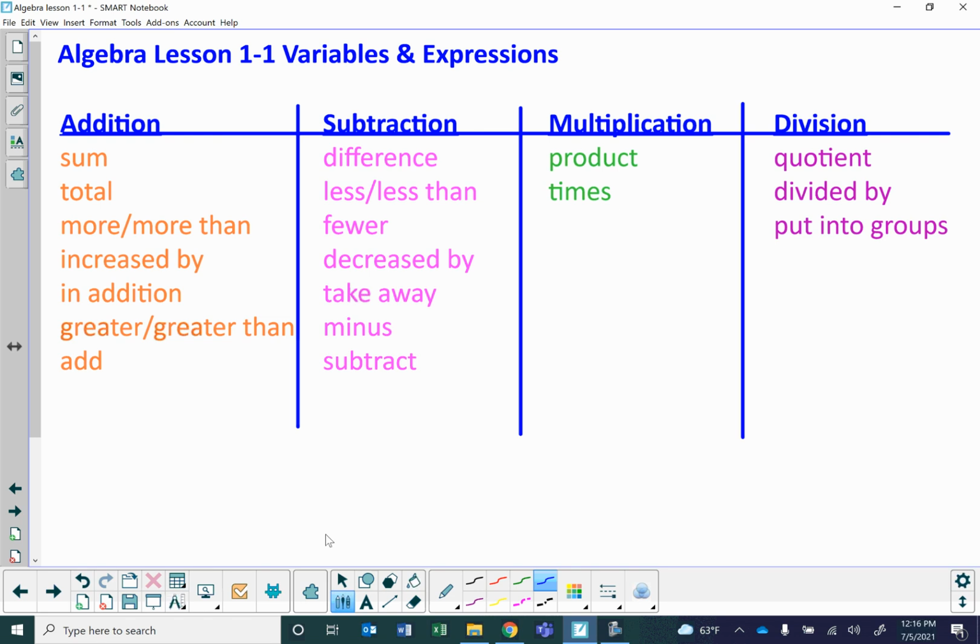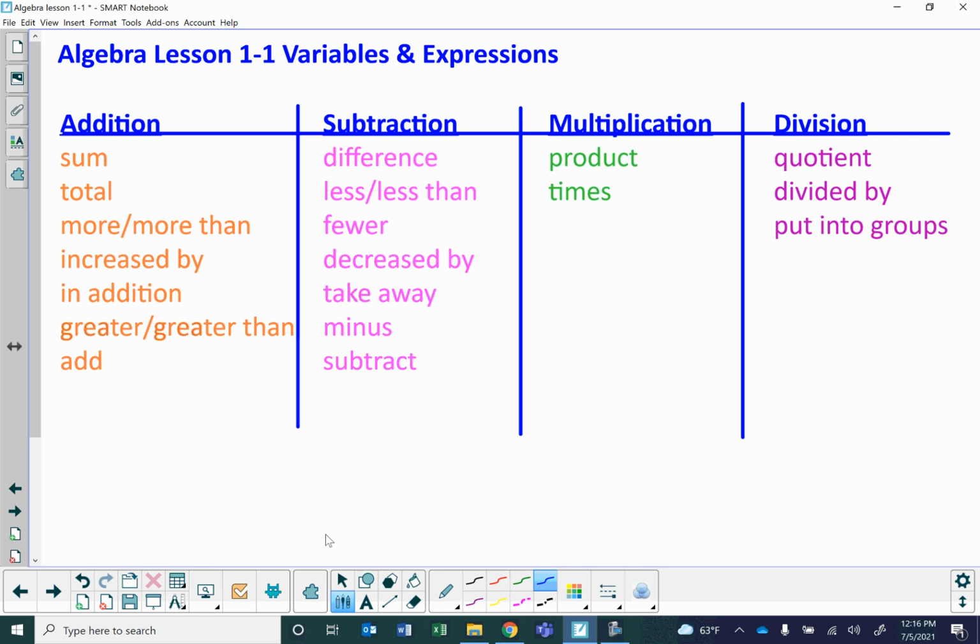The mathematical phrase for addition is sum. The mathematical phrase for subtraction is difference. So the opposite of a sum is a difference. So we have less and less than, fewer, decreased by, the famous take away, when you did that when you were younger. If I have 6 apples and I take away 4 apples, how many apples do I have?